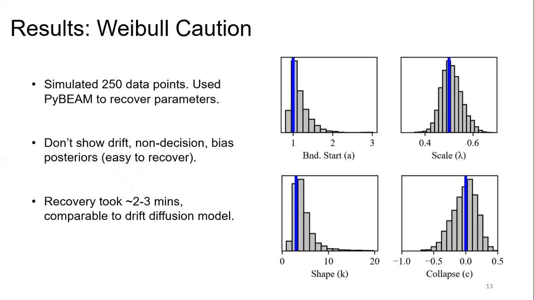As with the drift diffusion model, we simulated 250 data points, and we used PyBEAM to recover the parameters. As before, the blue lines correspond to the actual true simulated values, whereas the gray bars correspond to the PyBEAM posterior results. Now, we only include the results for the Weibull boundary: the start point, scale, shape, and collapse parameter. We're excluding the drift, non-decision, and bias posteriors because they were very easy to recover, but those we did recover well. And also, as you can see, we did in fact recover the boundary parameters well too. All of these we were able to recover using PyBEAM.